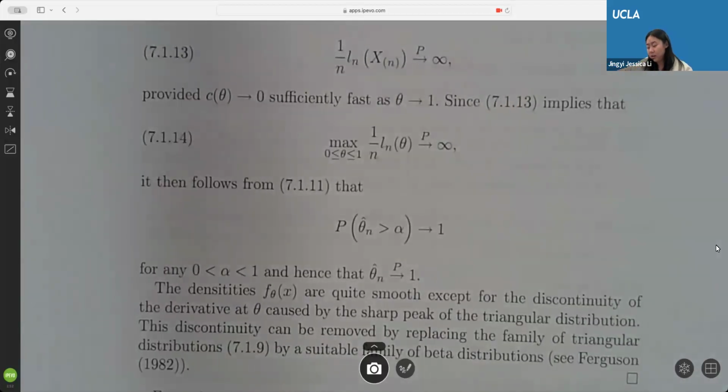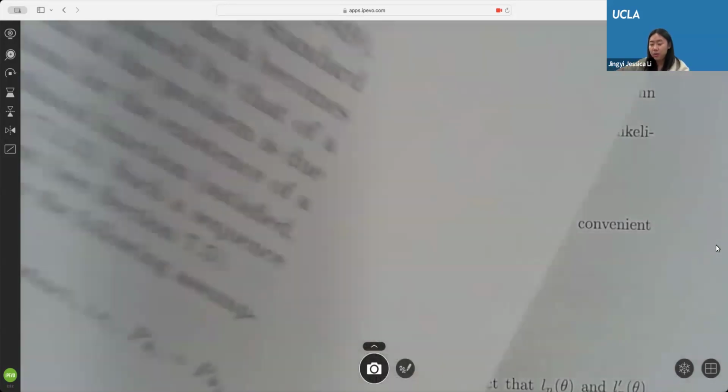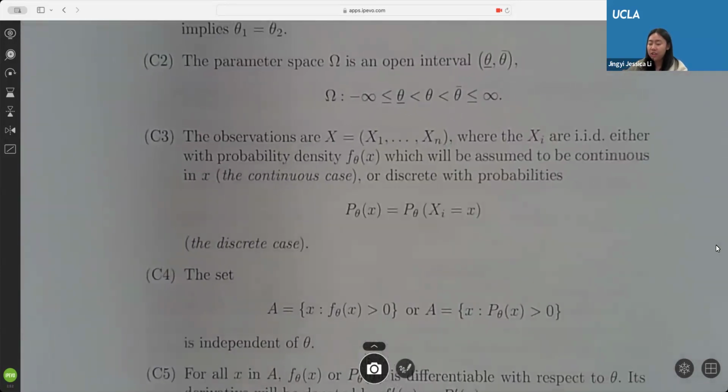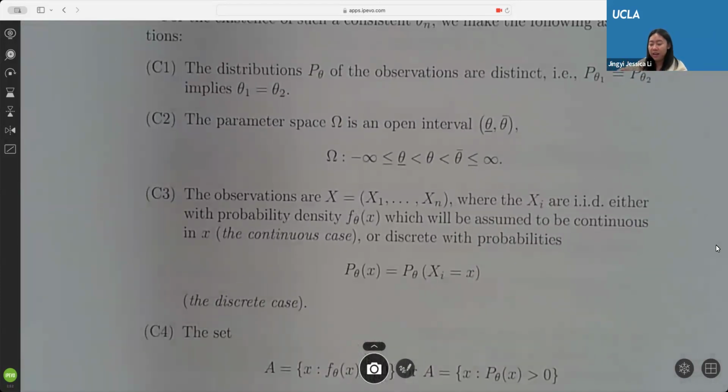So that's the problem with the MLE. Because of that, for a good MLE there are 5 conditions that need to hold. This is something we want to say more about.